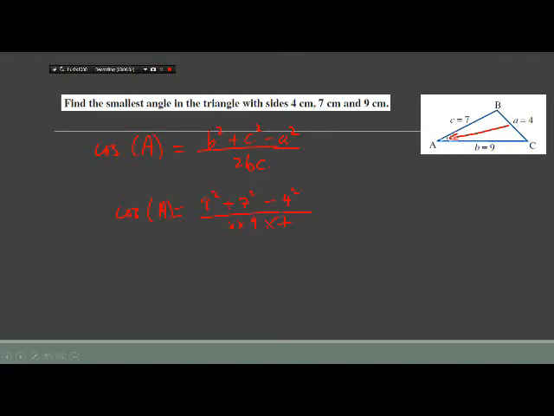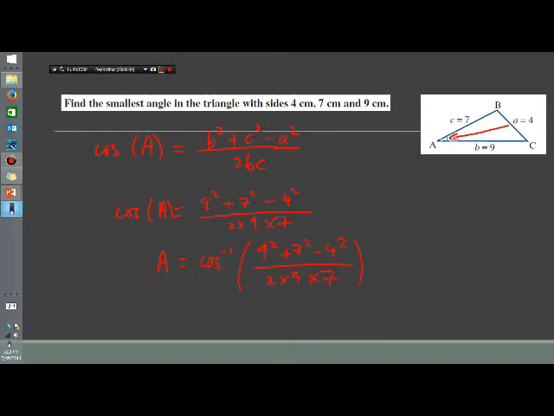Putting the values in, we have cos A equals 9 squared plus 7 squared minus 4 squared all over 2 times 9 times 7. If we rearrange it and want to use the calculator, we need to use cos inverse. So 9 squared plus 7 squared minus 4 squared all over 2 times 9 times 7. Don't forget to put the brackets in when you're putting it into the calculator. If you don't put them in, sometimes it will mess up the answers.